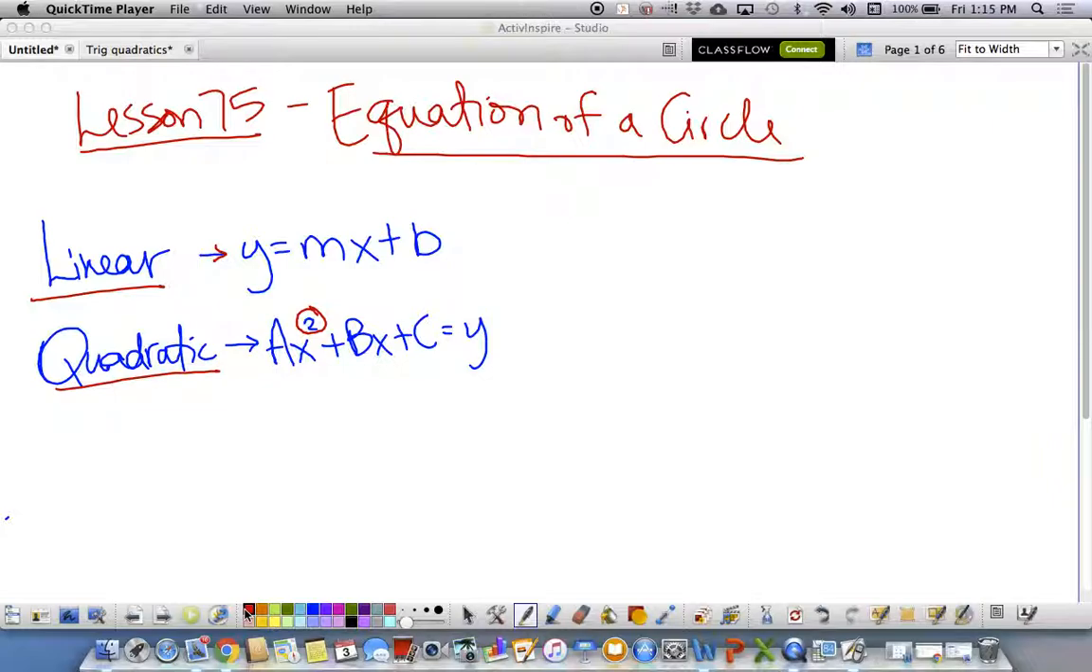Today, we are going to talk about circles. Circles, guess what? It's going to be similar. So we all know this is a parabola, right? Parabola up or parabola down or sideways. 2x squared is still going to be a parabola going up. That just means there's an a.